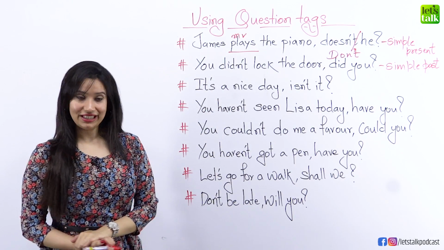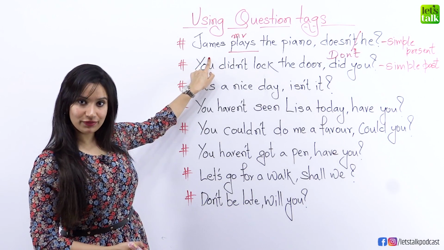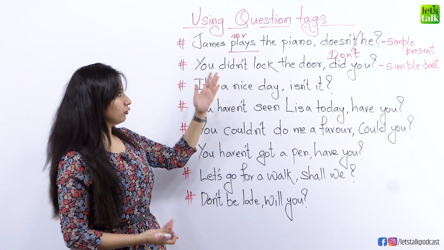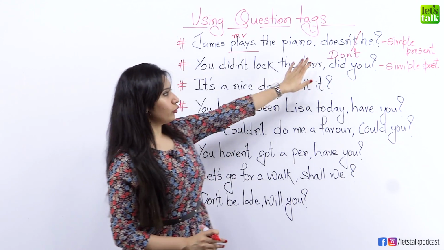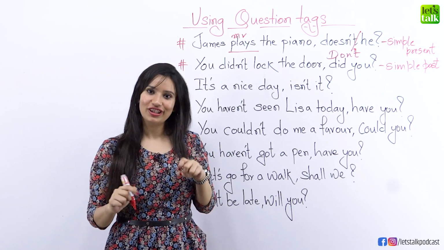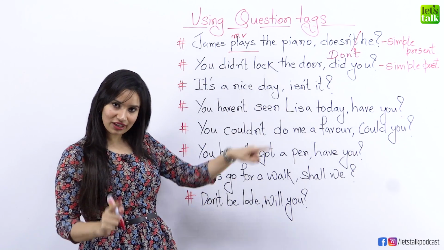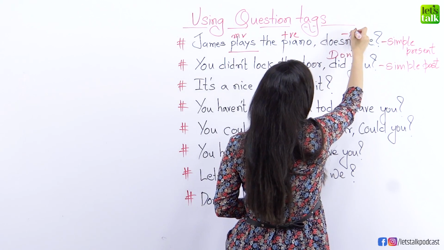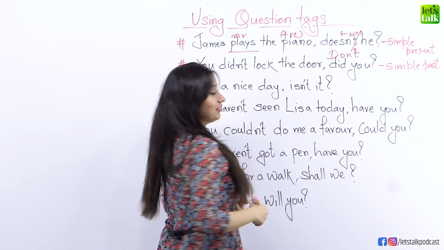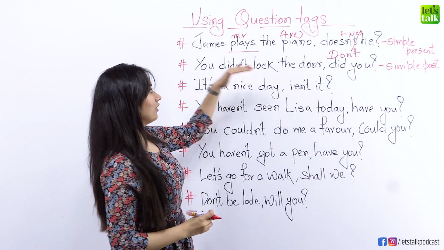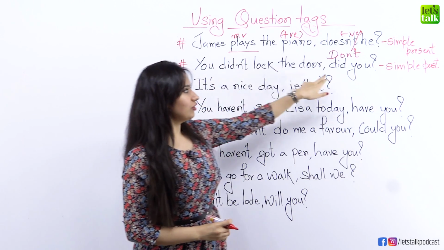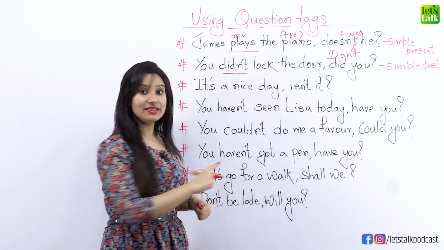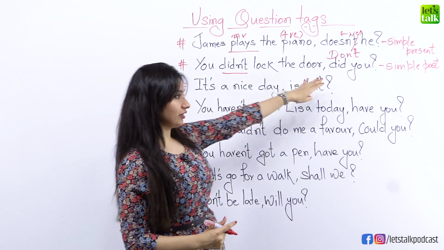Now something very tricky is that whenever you have a positive statement, now let's read the first one. James plays the piano. That's a positive statement, right? Because we do not have any no in this. But the question tag has a no. So this is the trick. Whenever the statement is positive, the question tag will always be negative. And vice versa, which means that if the statement is negative, the question tag will be positive. So this statement is negative because it has didn't, which means did not. Therefore, the question tag is positive.